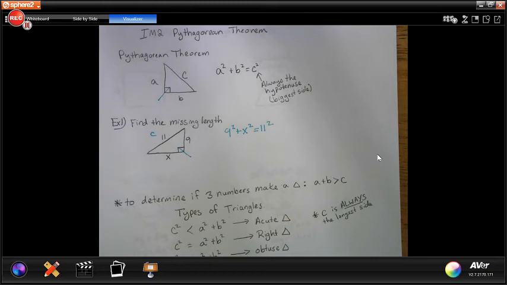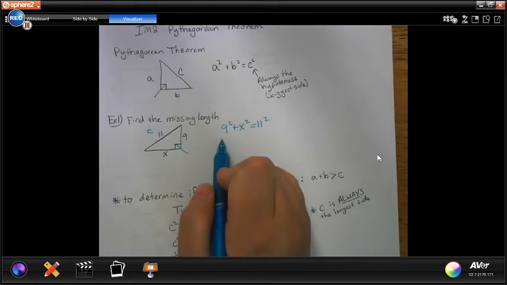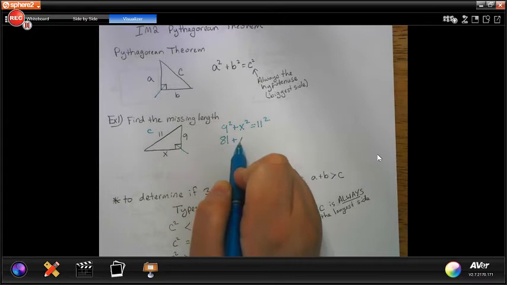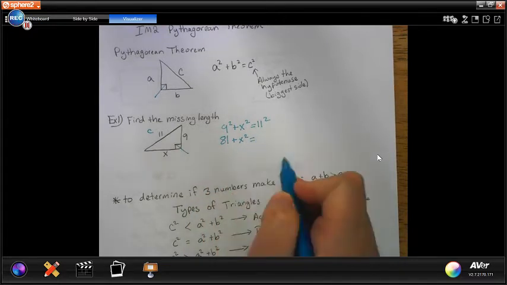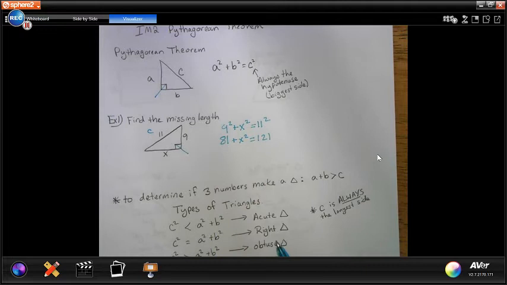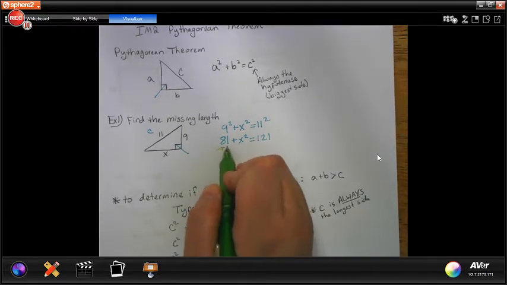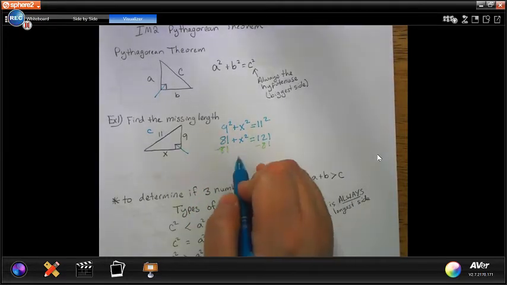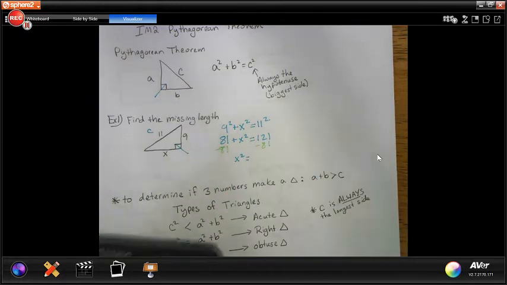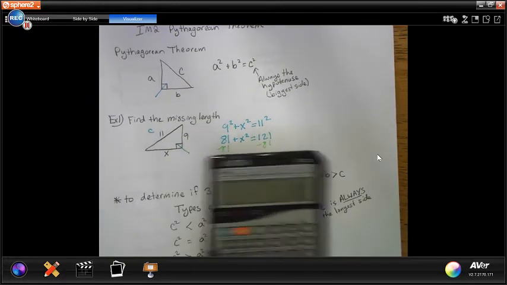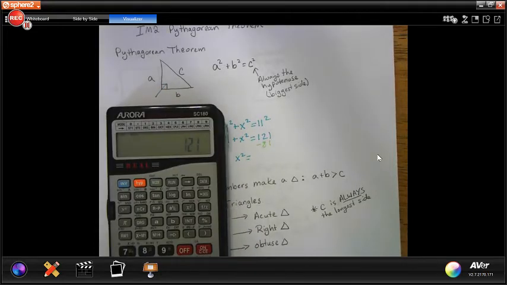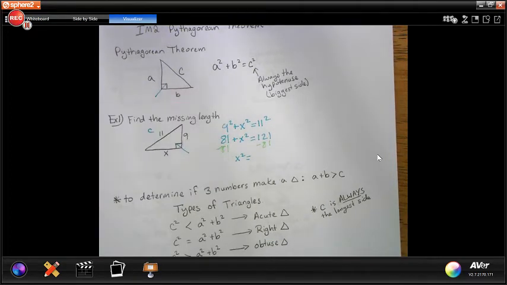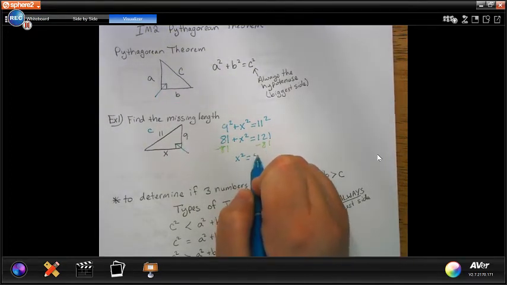So order of operations, doing the exponents. 9 squared is 81. Equals 11 squared, 121. Okay, we've got to get 81 to the other side. So I have x squared equals, on my calculator, 121 minus 81, I want to say is 40, and I'm right. 40.